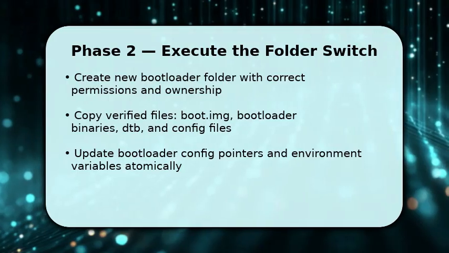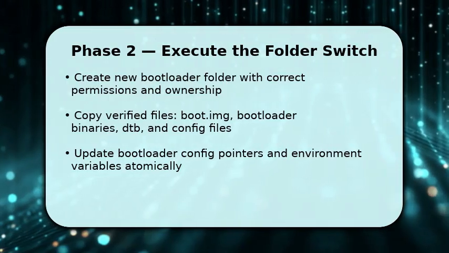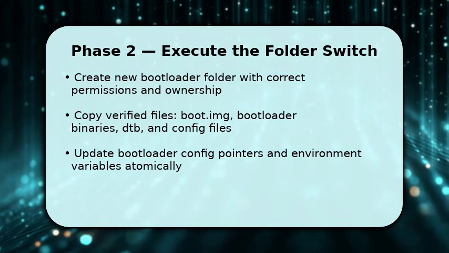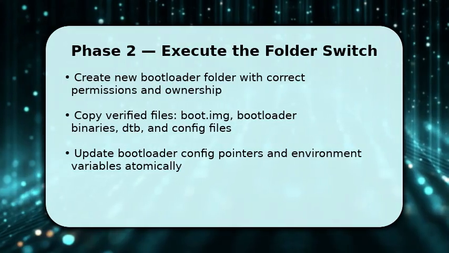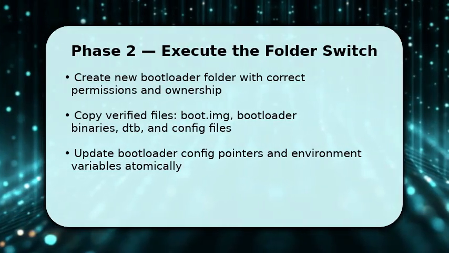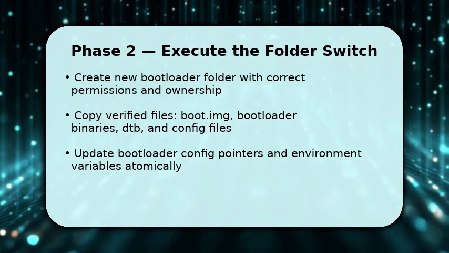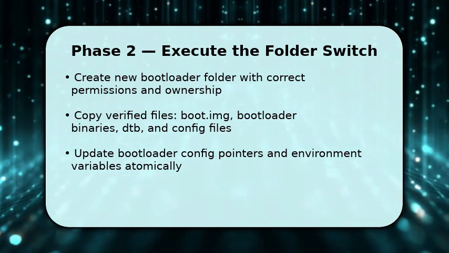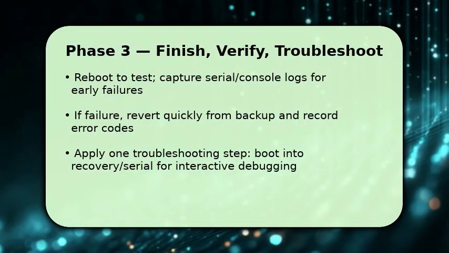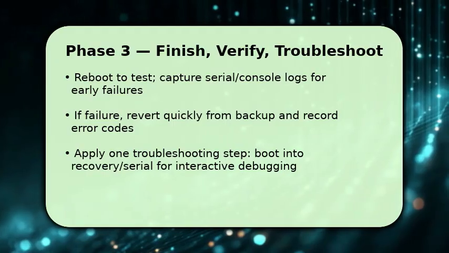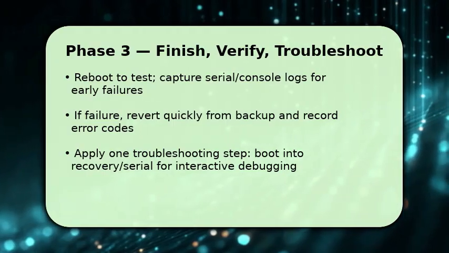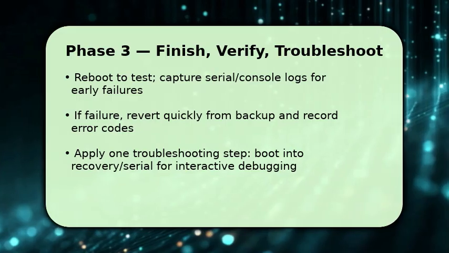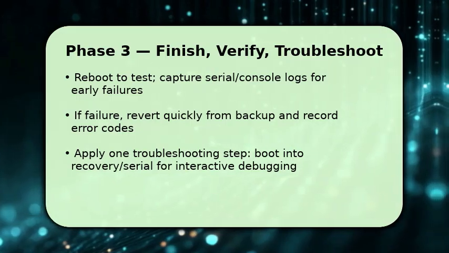Update bootloader config pointers and environment variables using atomic commands or transactional edits so the system never points at a half-complete state. Once the copy and config updates succeed, sync and flush caches so you finish by rebooting and verifying that the system boots from the new bootloader folder. Watch the serial or console logs closely for early errors because they reveal where it failed.